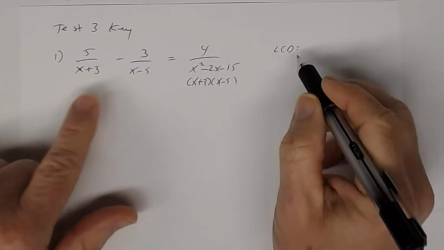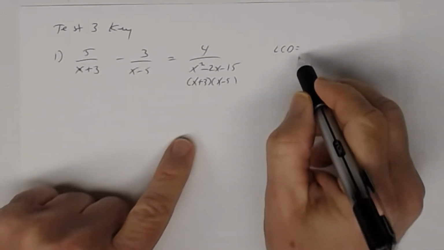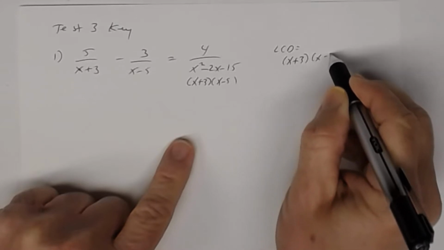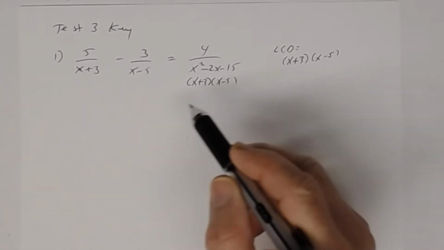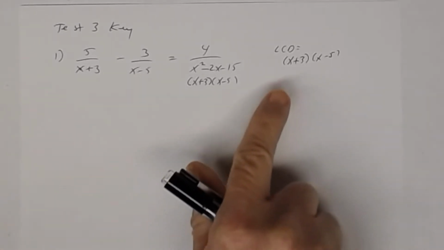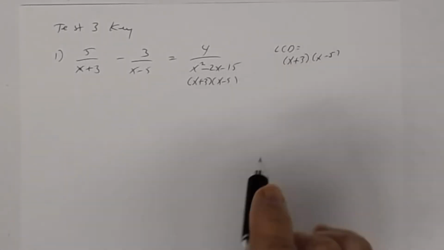And so the least common denominator has to include every factor you see. So in our case, it's going to be x plus 3 times x minus 5. And before we go on to the next step in terms of multiplying both sides by the least common denominator, let's go ahead and find what the restrictions are.